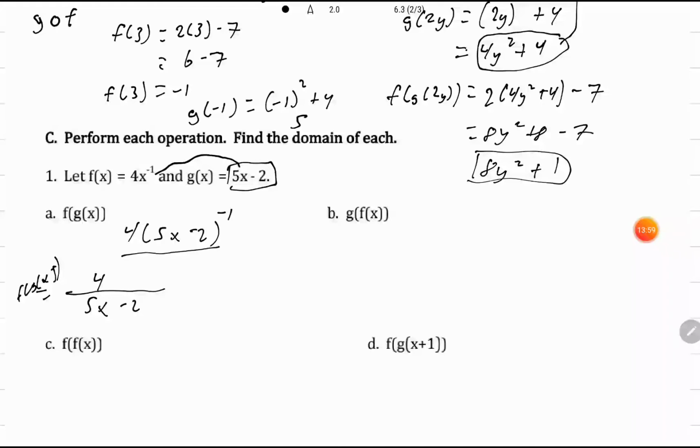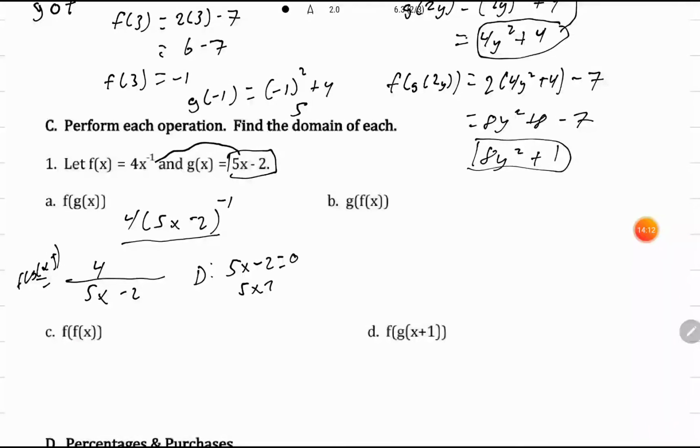And then what's the domain? What x cannot be. So we look at our denominator and set it equal to 0, because we do not want our denominator to be 0. So 5x minus 2: 5x equals 2, so x equals 2/5. So our domain: x cannot equal 2/5. Every other number works.